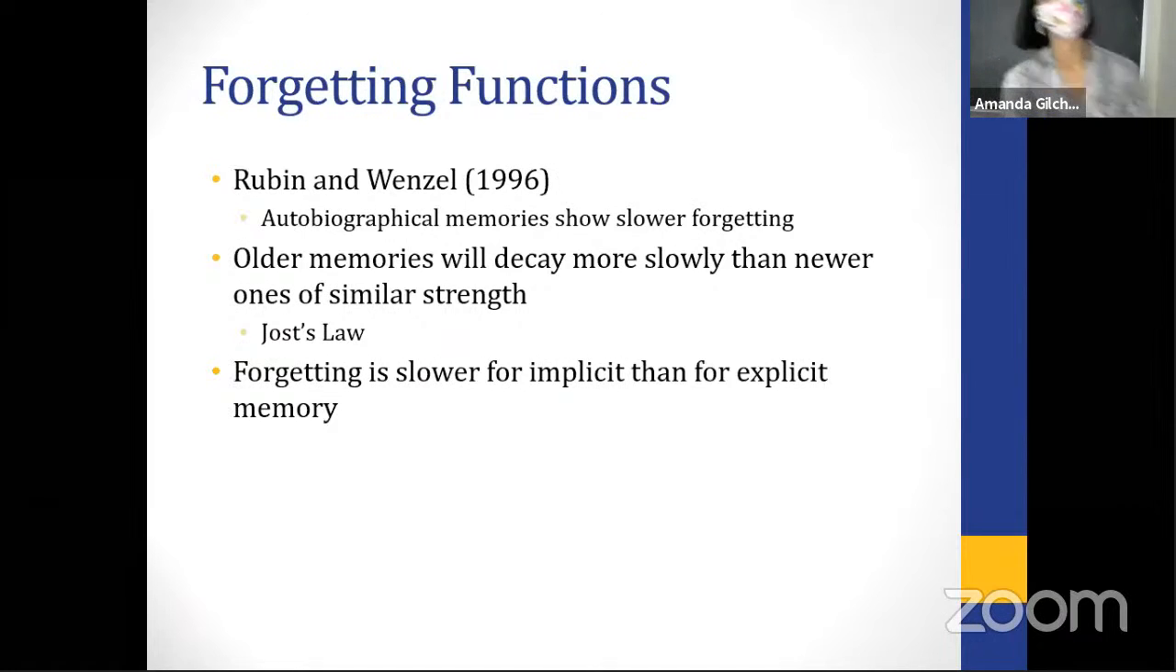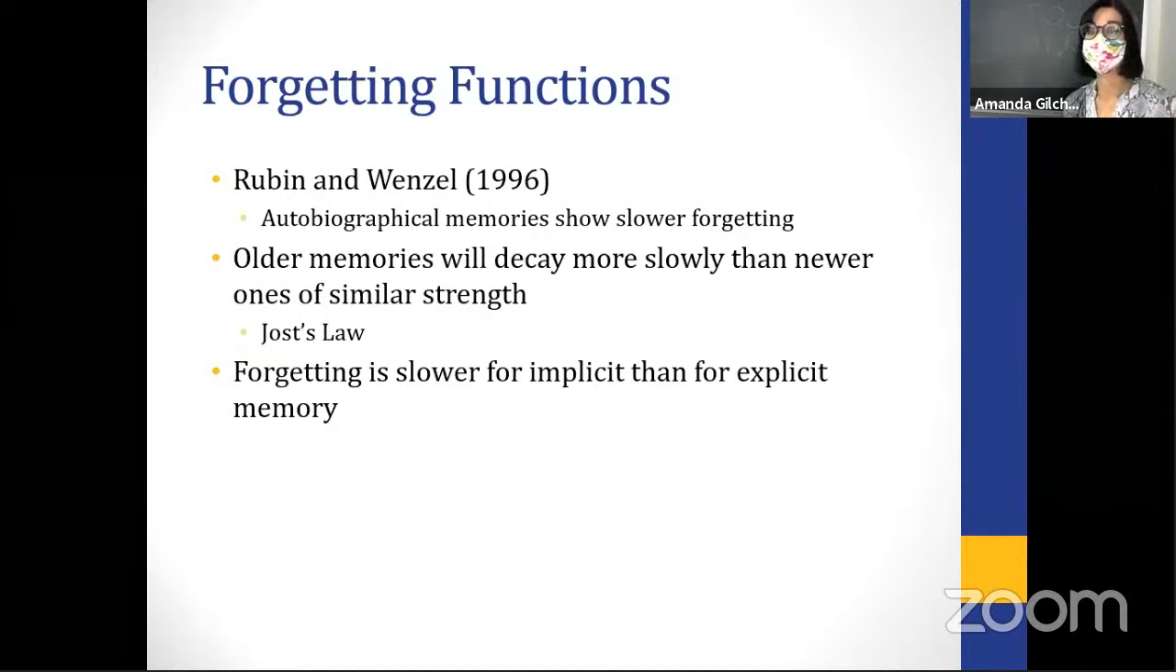And one of the things that we know, partially based on Jost's law, because older memories tend to be more resilient, is that when people lose memories with Alzheimer's disease, it tends to be last in, first out. That means newer memories are going to be more likely to be forgotten relatively early on, and older memories will be lost later on in time as the disease progresses. And that's because older memories tend to be stronger, and they also decay more slowly.